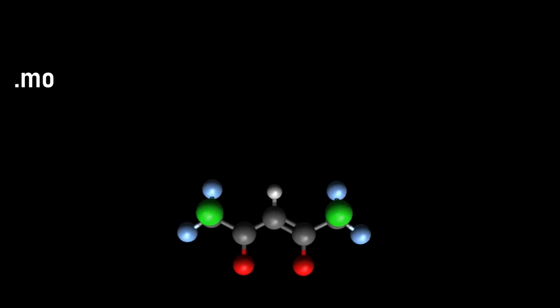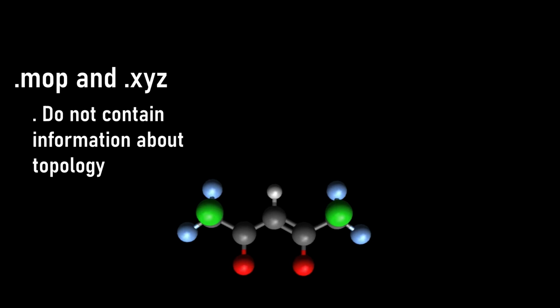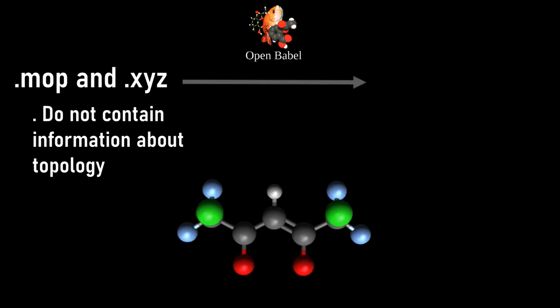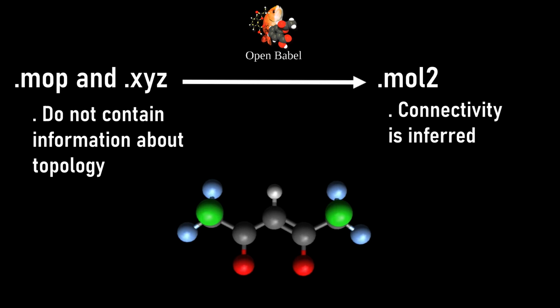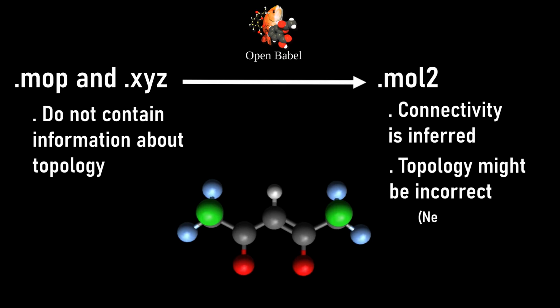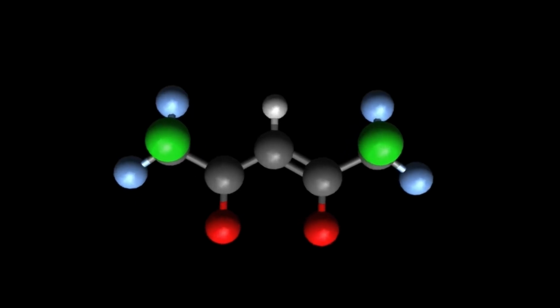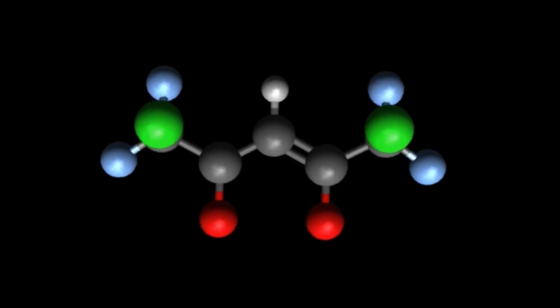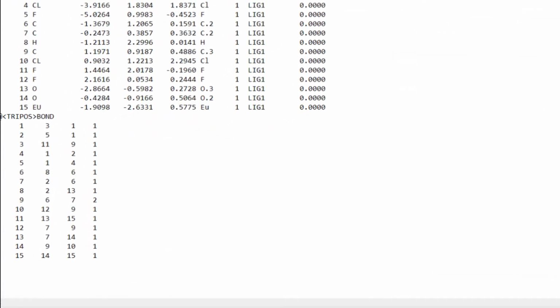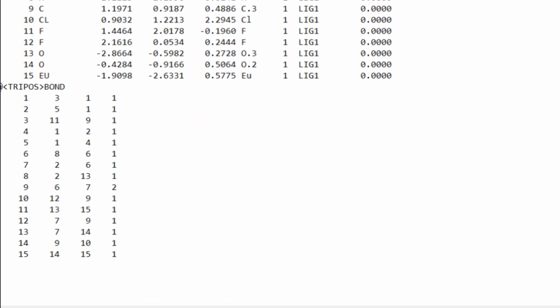Please notice that .mop and .xyz files do not contain information about the topology of the molecule. When the Babel software converts each of these files to a .mol2, the connectivity of the atoms is simply inferred. But that topology might be incorrect and thus in need of correction. If that is the case, you must modify the connectivities manually. They are in the final part of the .mol2 file preparation.